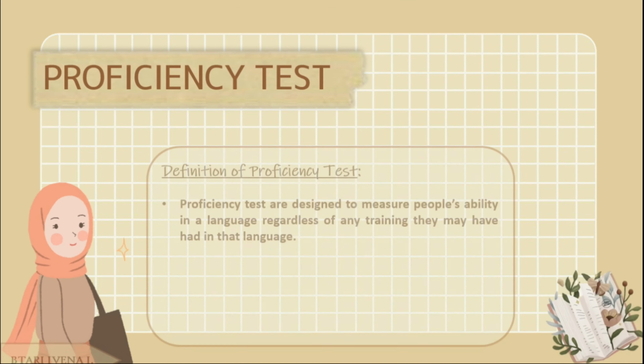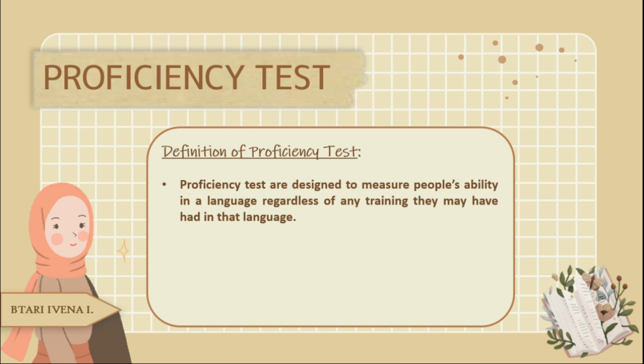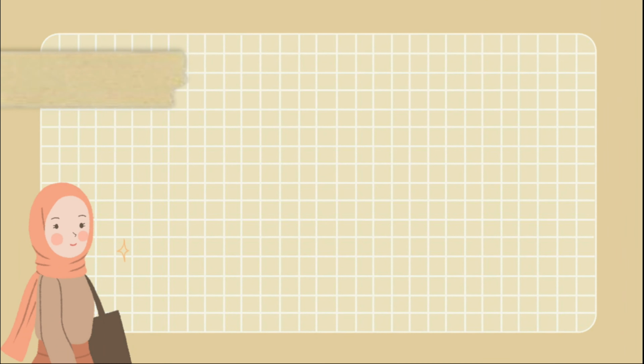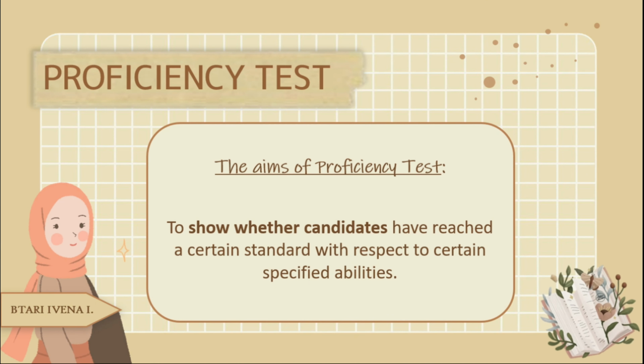Definition of proficiency test. Proficiency tests are designed to measure people's ability in a language regardless of any training they may have had in that language. The content of a proficiency test, therefore, is not based on the content or objectives of language courses which people taking the test may have followed. The aim of a proficiency test is to show whether candidates have reached a certain standard with respect to certain specified abilities.